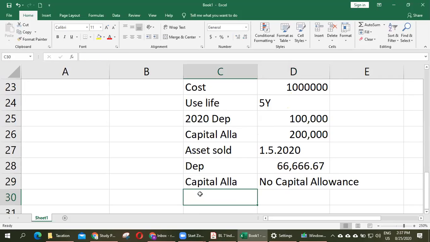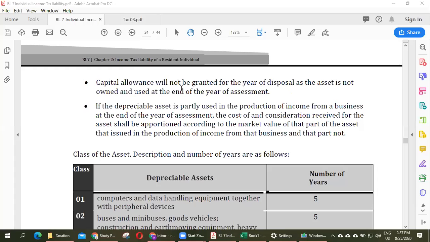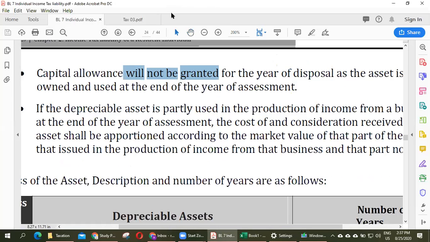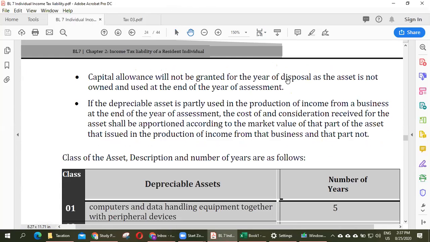If the asset is sold during that year, no capital allowance will be granted. That's what is emphasized here. Capital allowance will not be granted for the year of disposal, as the asset is not owned and used at the end of the year of assessment.